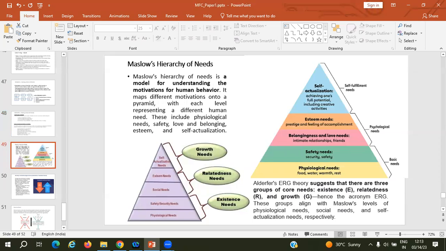So first we'll see what is hierarchy theory. Hierarchy theory is hierarchical. You have to read from bottom to top. Like, what is written in the bottom? Psychological needs, then safety, then belongingness, then esteem, then self-actualization. So bottom to top, you have to read in that order.